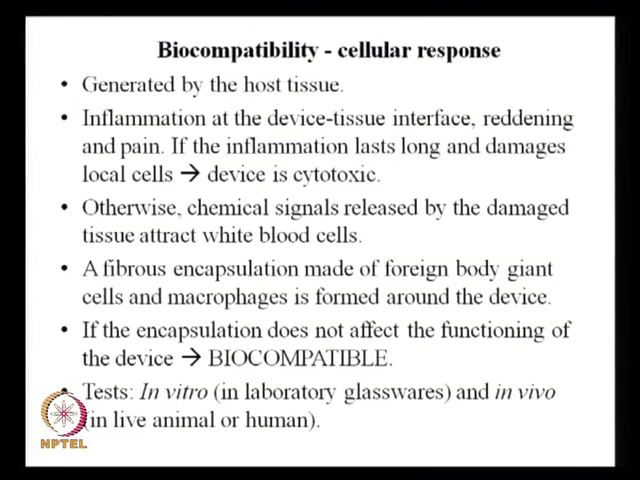Now, there are various tests done to check whether the material is biocompatible or not. There are 2 types of tests. One is called in vitro test. You know the origin of this word vitro. In vitro means in laboratory glassware, and in vivo means in a live animal or human. So, first you can probably do some kind of screening by in vitro test, and then once you have shortlisted a few items that you can consider to be biocompatible, you can run it on some animals whom you can sacrifice, for example rat.